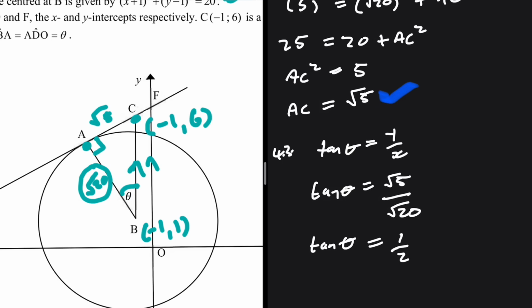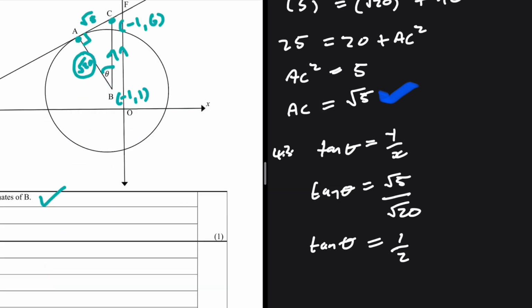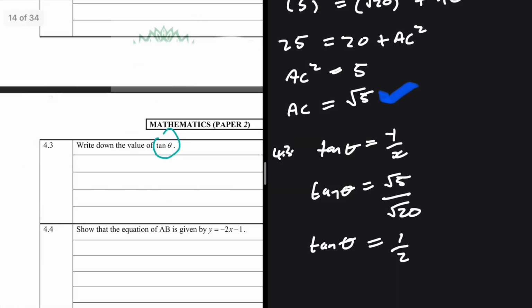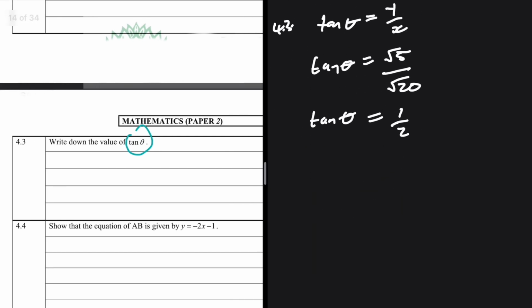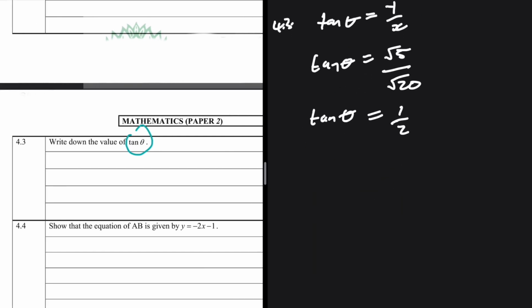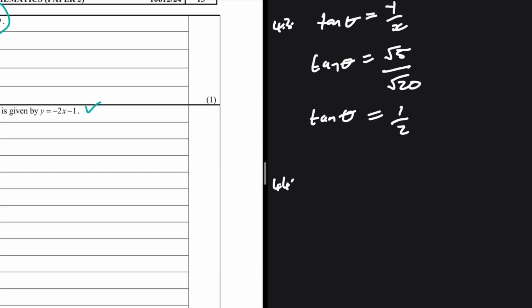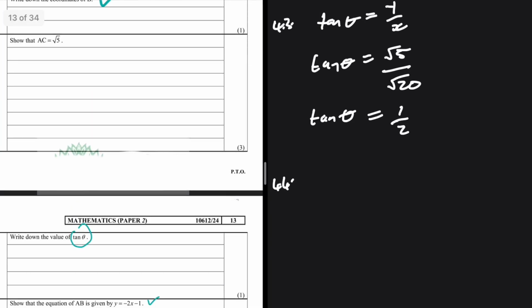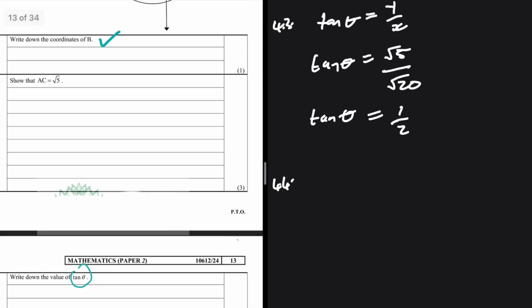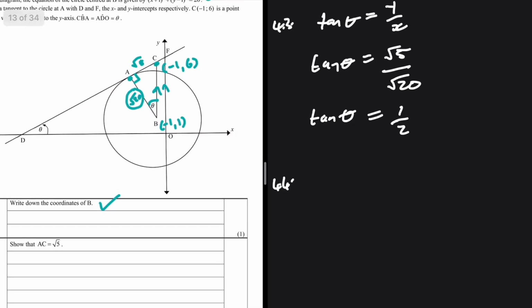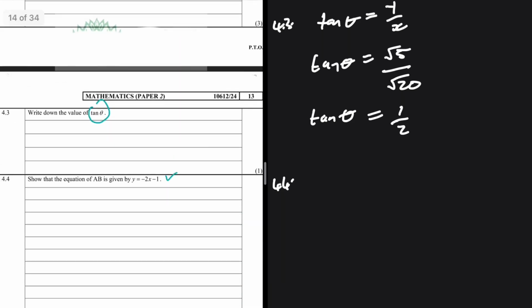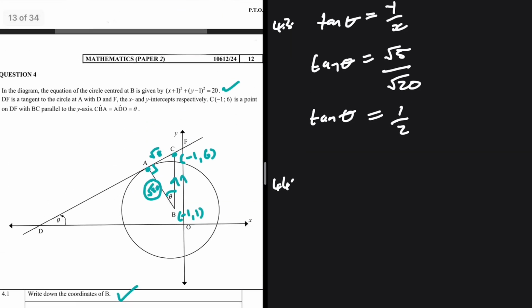Let's go ahead and take a look at 4.4. In 4.4, show that the equation of AB is given by y is equal to minus 2x minus 1. What's the mark allocation? 3 marks. So it shouldn't be too bad. We're looking for the equation of AB.